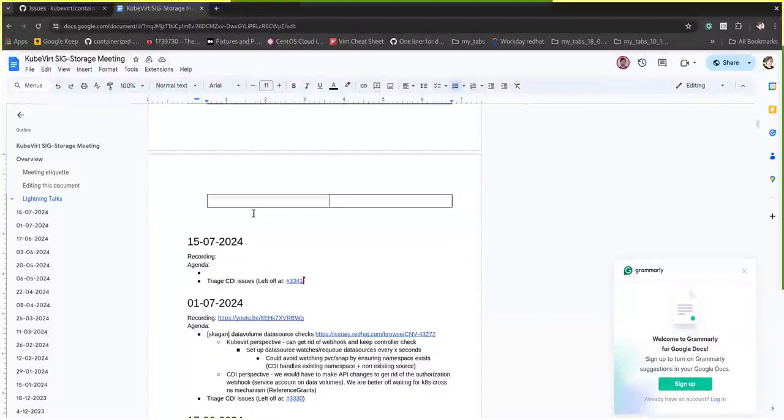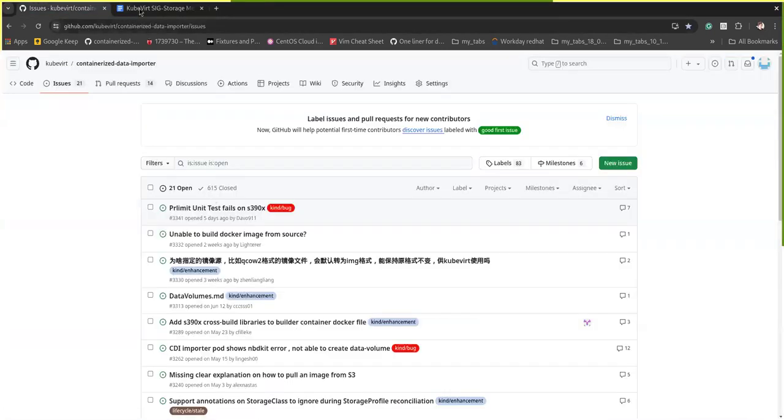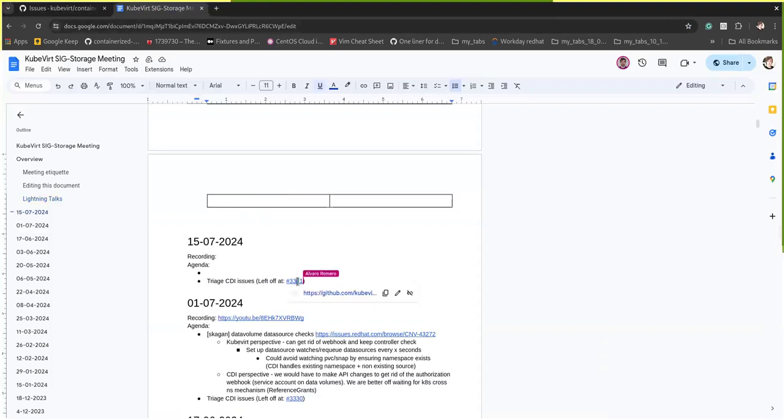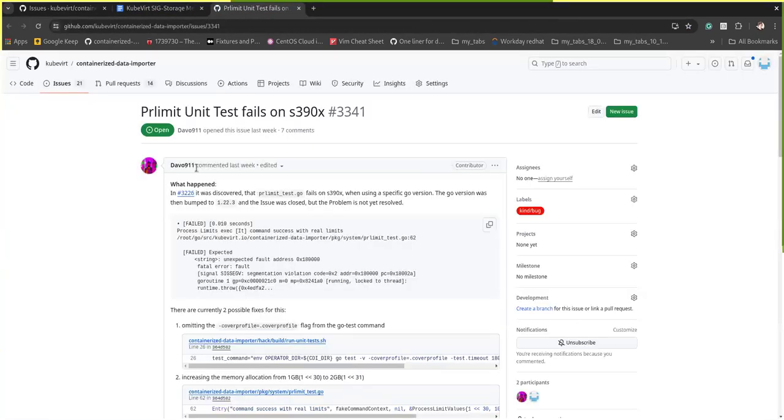Right, so I don't see any big topics, so I'll just jump into the issues page. All right, so 3341. This is an interesting one.